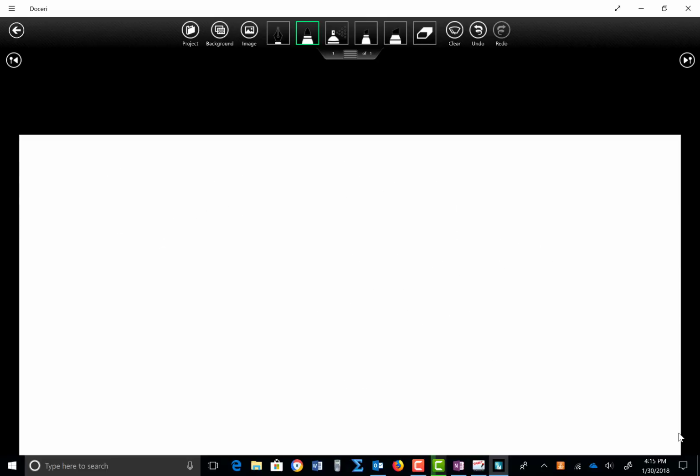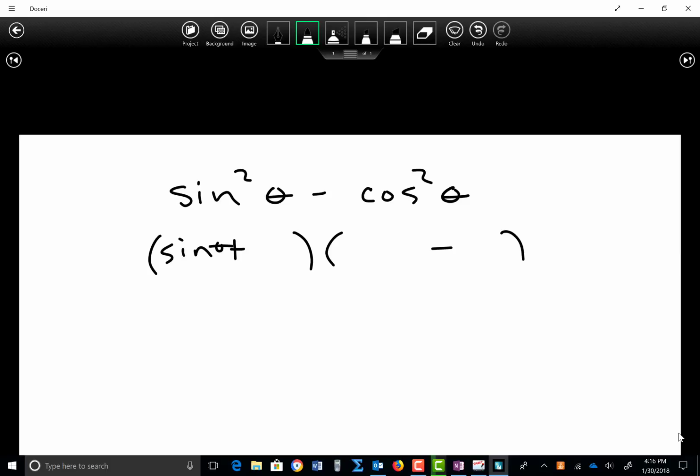is you may see something that looks like this. You may see sine squared theta minus cosine squared theta. And you may be asked to simplify it, and you would need to recognize that those two things have square roots. The square root of sine squared is sine, and the square root of cosine squared is cosine. And in order to split it apart, you would take the square root of both of them, put a plus and a minus, and this would be factored. So it would look like that.